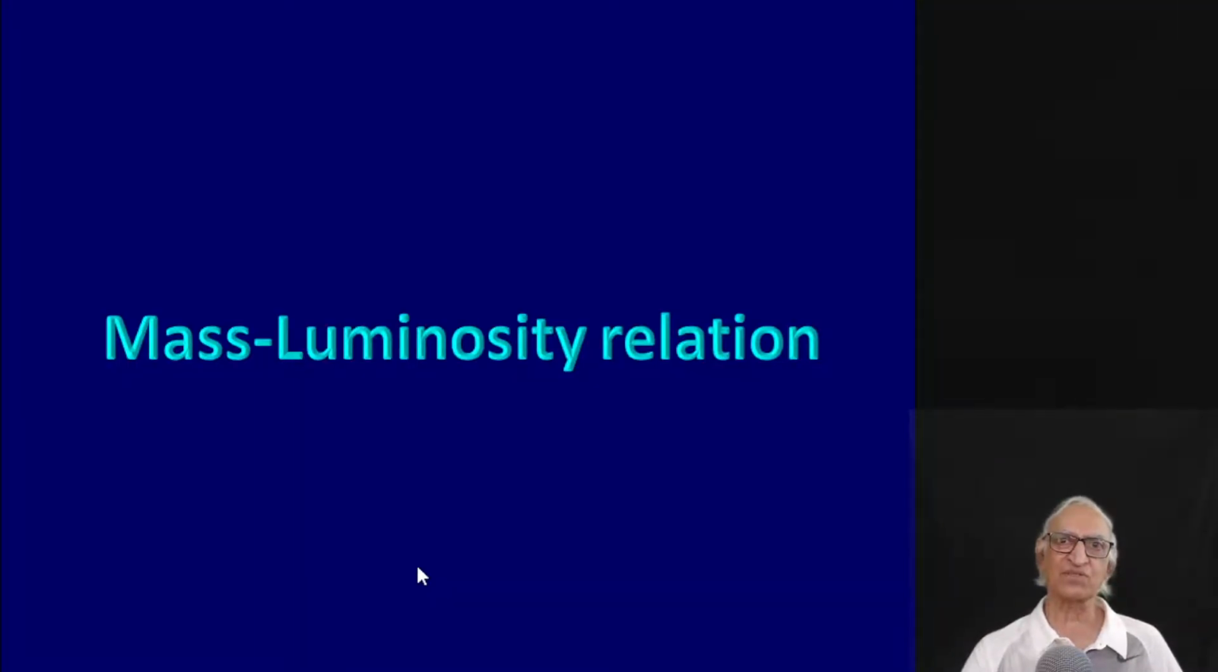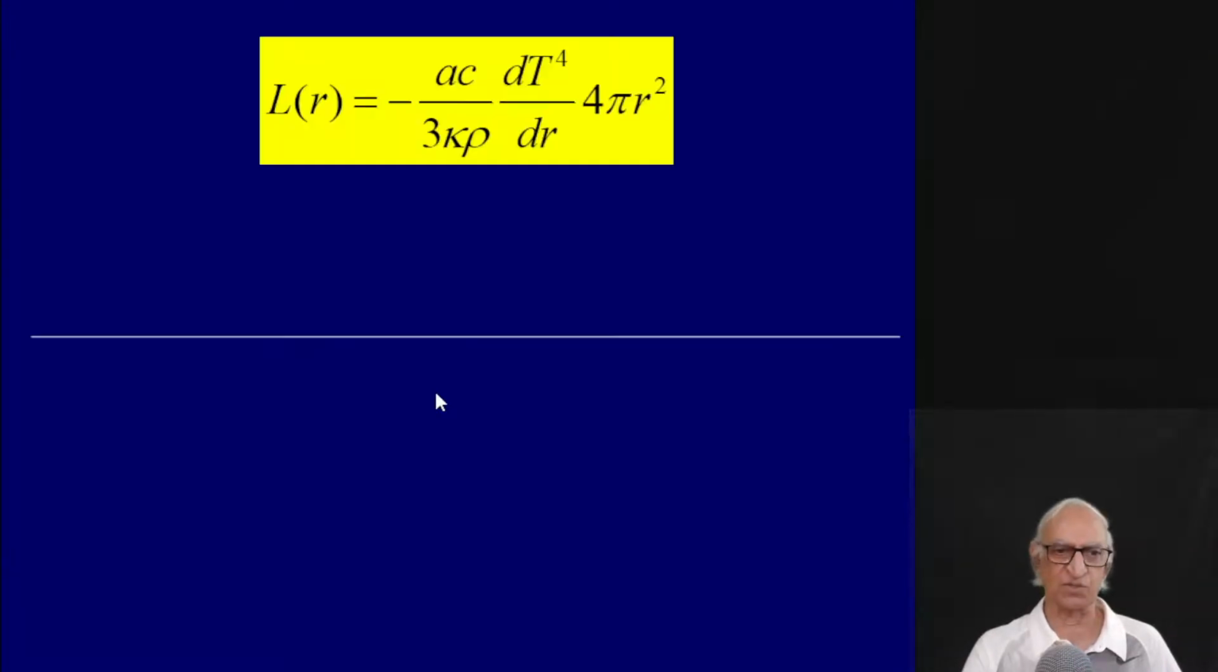Now let's go back to Eddington's theory and pull out of it a magical relation, which is the relation between the mass of the star and the luminosity of the star. There is the equation for radiative equilibrium.